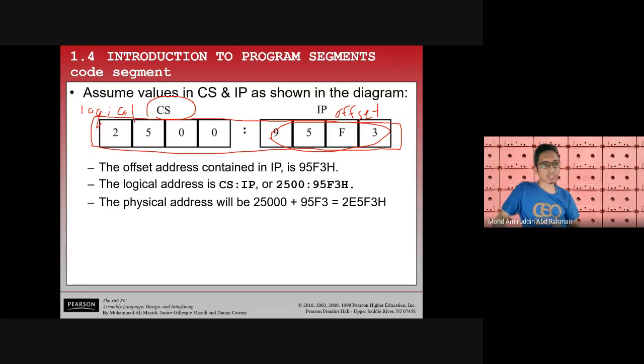And then the physical address will be, you add a 0 here. You add another 0, it becomes 25000, and then add with that number. So this is the resulting physical address.